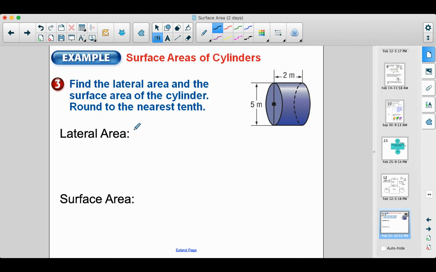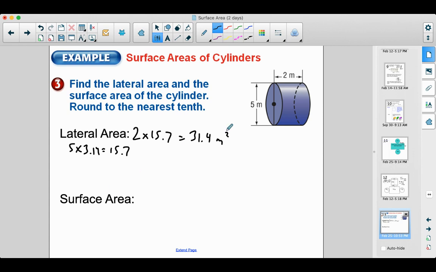So it's 2 times the circumference. The circumference is pi times the diameter of the circle. It gives me the diameter is 5. So 5 times 3.14 gives me 15.7. Multiply that by 2, and I get 31.4. So the lateral area is 31.4 meters squared, or square meters.